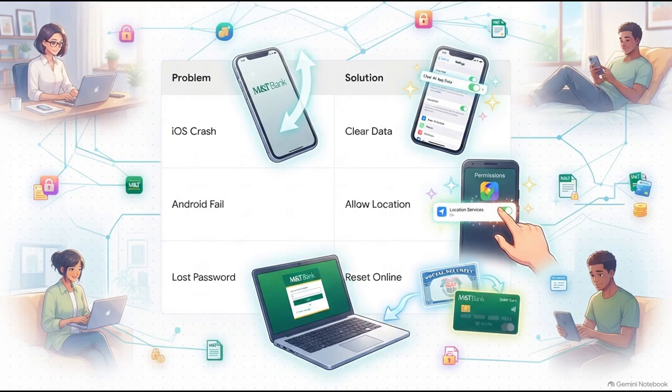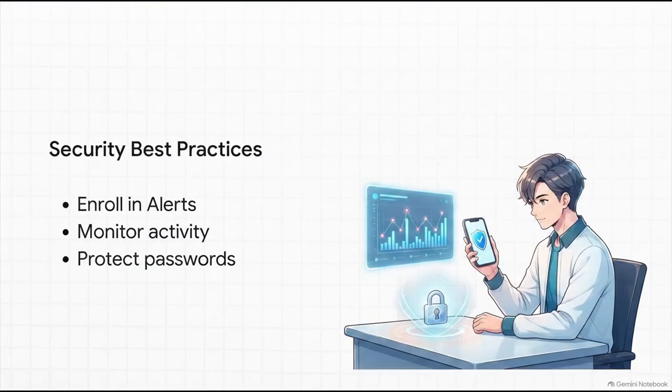Easy. If you're using an Android 11 device and your login is failing, the fix is usually just going to App Info, tapping permissions, and ensuring location services are turned on. And if you completely forgot your password, hey, it happens to the best of us. No need to panic. You can easily reset it online using your Social Security or Tax ID number, along with your M&T card details.